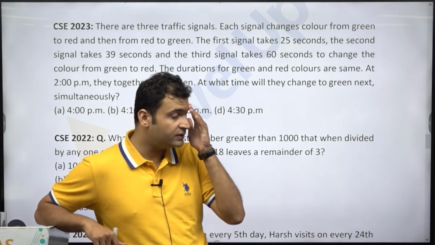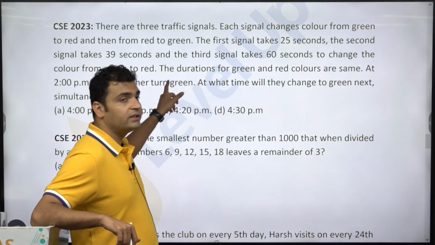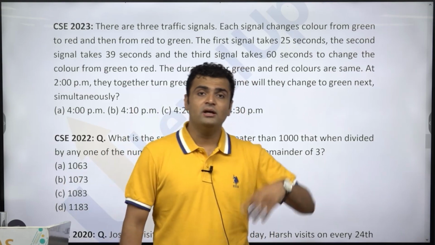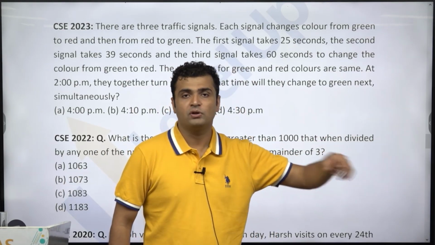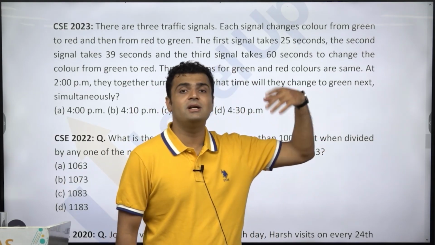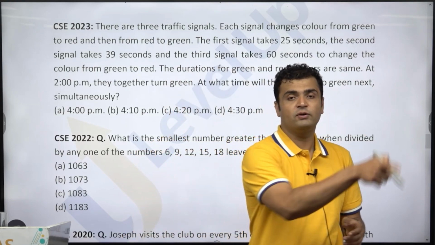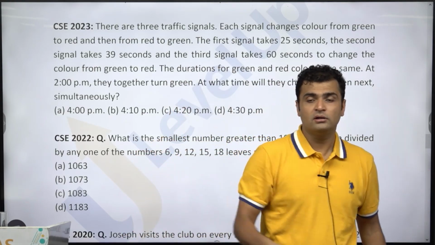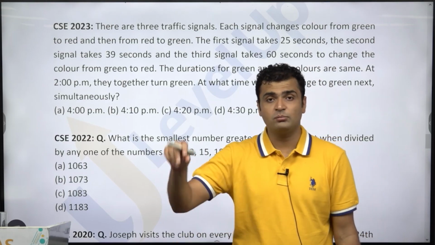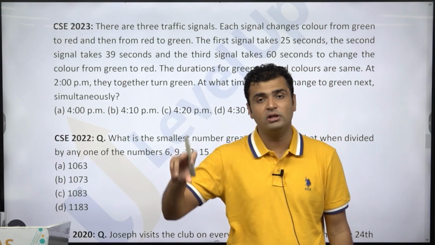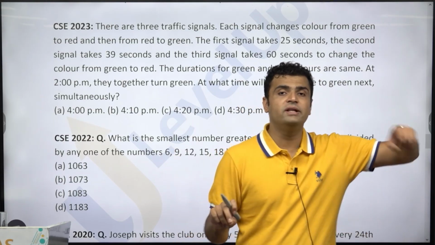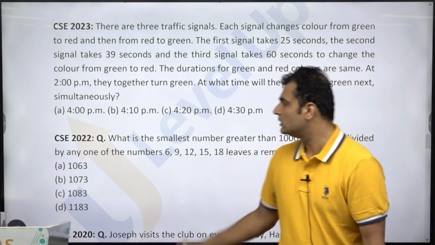Secondly, they will start together and question will be अगली बार वो कब साथ? When will they turn green simultaneously again? That will always be the case. तो अलग अलग फ्रीक्वेंसी पे वो चलते रहेंगे रिपीटेटिवली, और at the starting point they will all start together and when will they be together again? That will be the question.